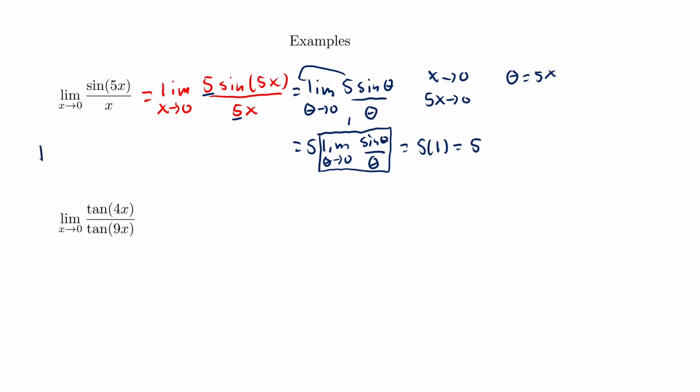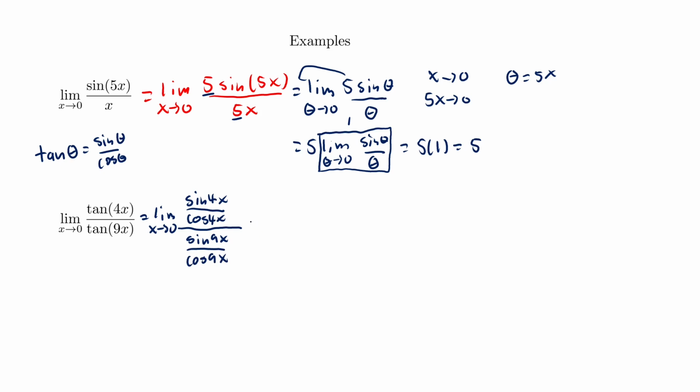We should remember that anytime we have a tangent of whatever it is, it doesn't matter, that's going to be the sine of that whatever over the cosine of that whatever. So we can just rewrite this as the limit as x approaches 0 of sine of 4x over cosine of 4x divided by sine of 9x over the cosine of 9x.